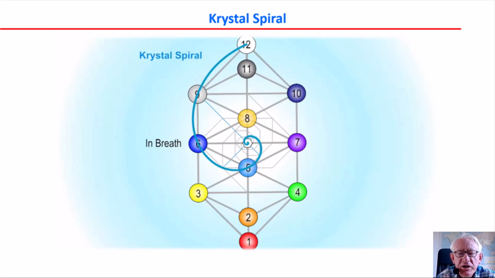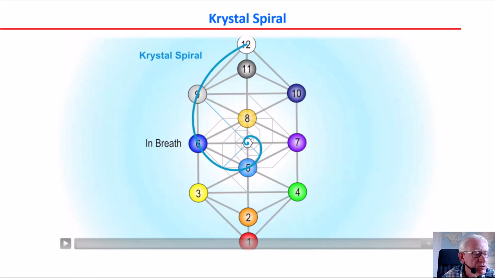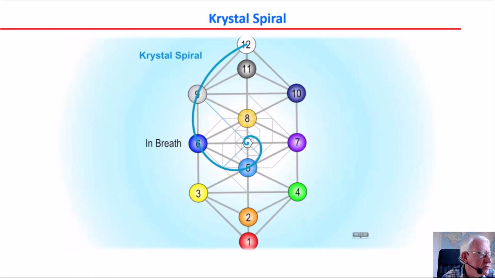Now, the progression of the Katara grid is that the 9 of the current stage matches the 12 of the previous stage, or alternatively, the 6 of the current stage matches the 12 of 2 stages prior. Now we'll just show an animation of the crystal spiral.